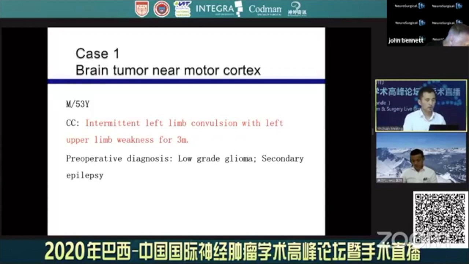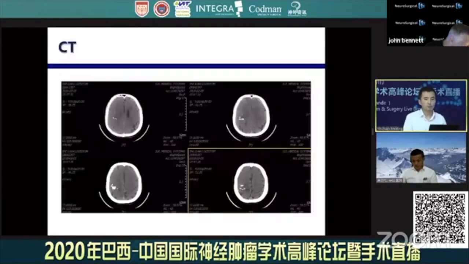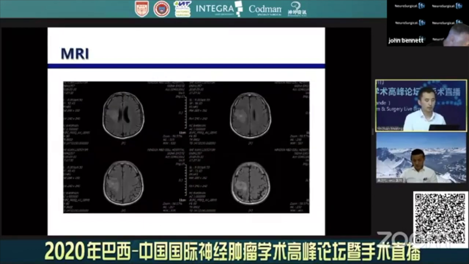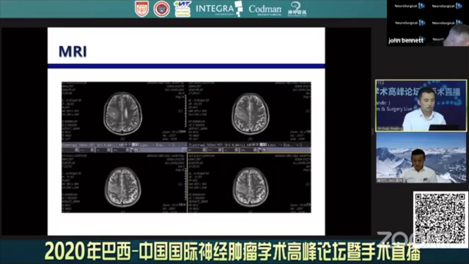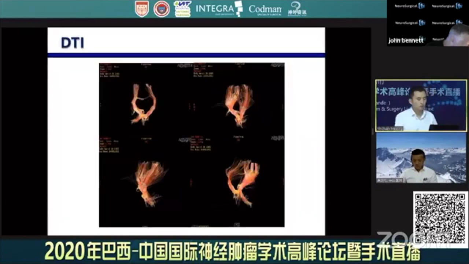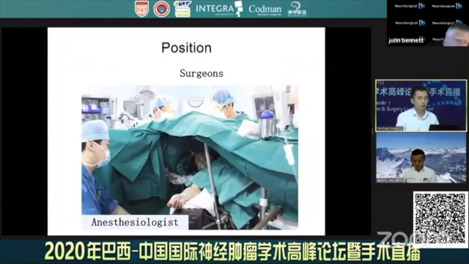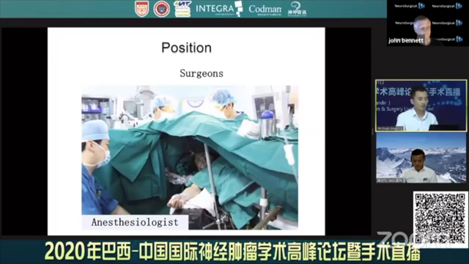This is a preoperative CT scan. We can see the mixed density. This is the MRI. The diffusion tensor imaging. This is the intraoperative position. We choose the satisfactory position for the patient, and the anesthesiologist can talk with him.